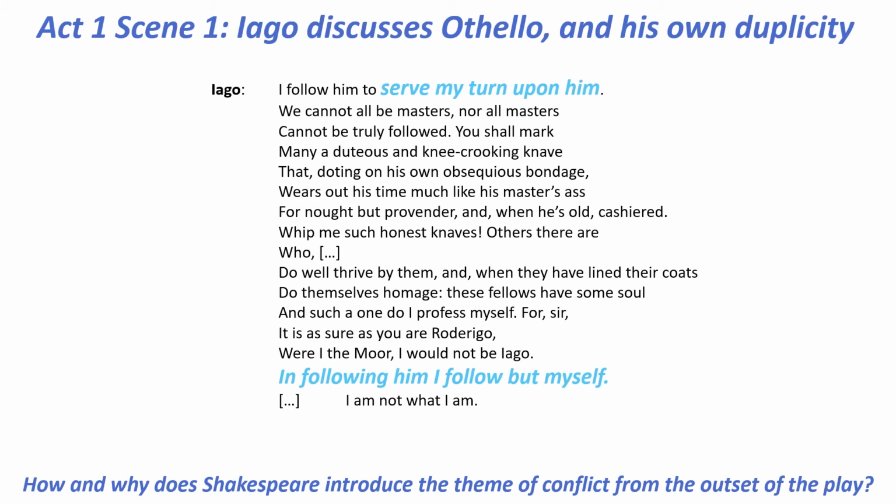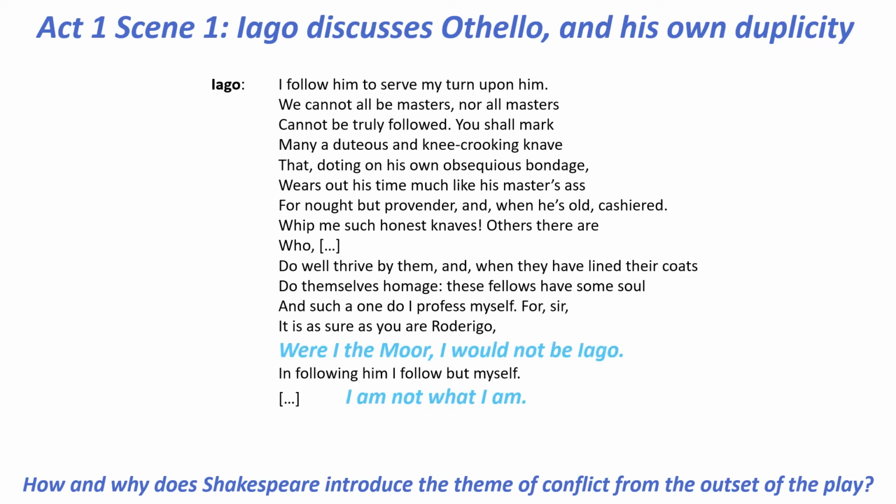So these two lines here, serve my turn upon him, and that one I just read, and following him I follow but myself, show Iago's duplicity, his selfishness, the fact that he's going to serve himself and line his own pockets. And there's a really nice balance to these final couple of lines. In following him I follow but myself. You know, that almost chiastic structure shows that Iago is focusing in on himself rather than opening up his ideas to other people.